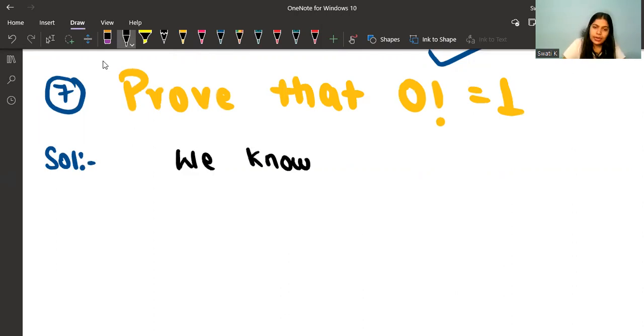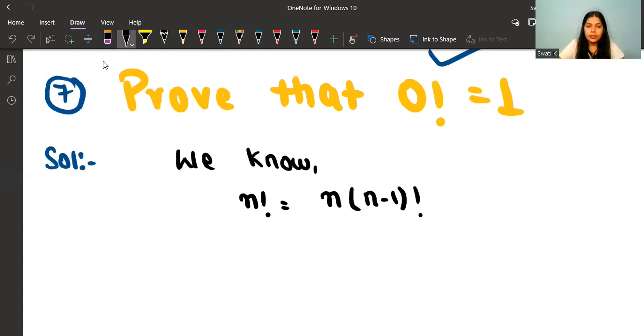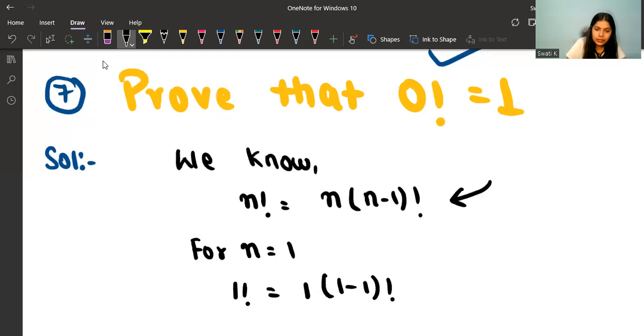So we know that n factorial we can write down as n into n minus 1 factorial. I'm just stopping at n minus 1. So we know this formula. Now what I'll do, I will put n equal to 1 and check what this equation will look like. So for n is 1, that is 1 factorial is equal to 1 into 1 minus 1 factorial. What is the value of 1 factorial? Of course, the value of 1 factorial is 1 only, because you cannot move further, since 1 is the last number. And here it is 1, and 1 minus 1 is 0 factorial.